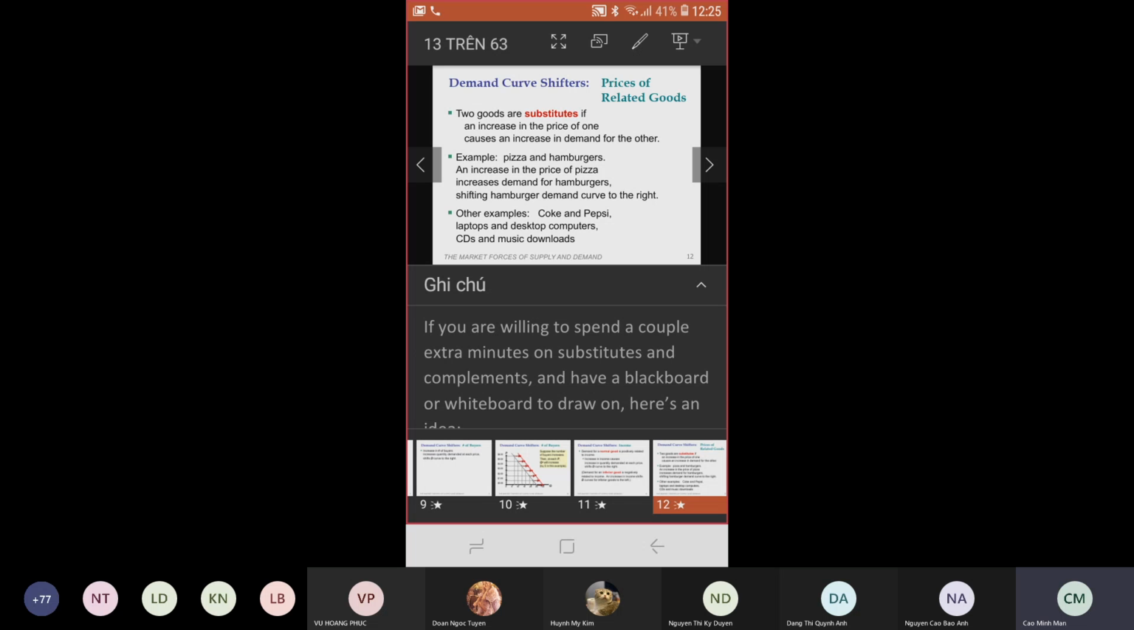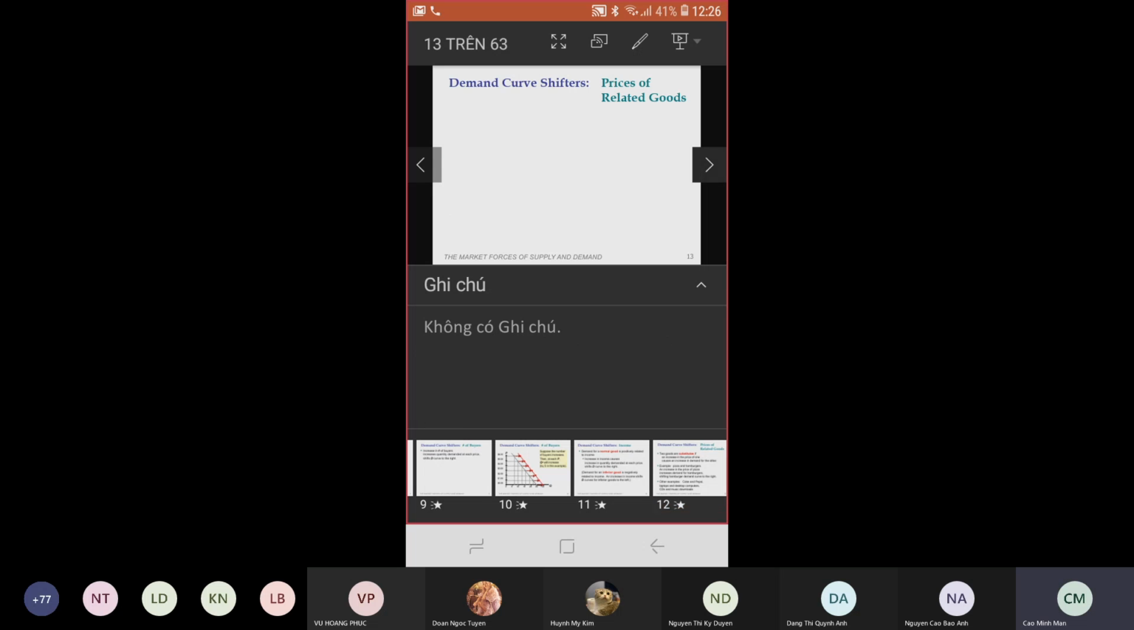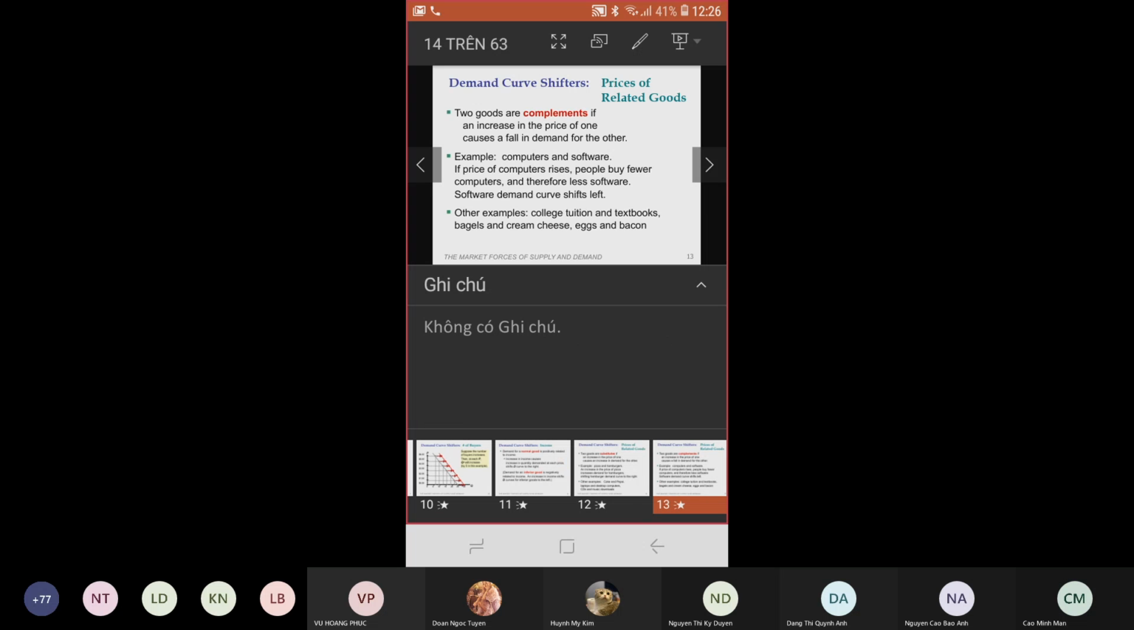There are two kinds of related goods. Two kinds of related goods. Hai loại của sản phẩm liên quan. The first one is substitute. You saw in this slide. Sản phẩm thay thế. Substitute. Sản phẩm thay thế. And the second one is the complement. Sản phẩm bổ sung.